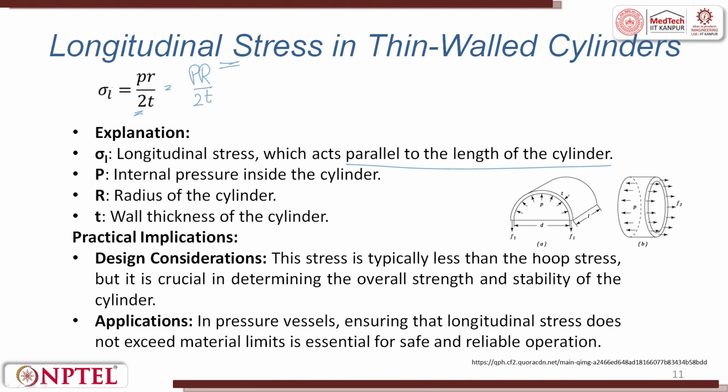So, a practical design consideration is that this stress is typically less than the hoop stress, but it is crucial in determining the overall strength and the stability of the cylinder. So, the thumb rule is the longitudinal stress will typically be lesser than the hoop stress. When you are doing the examination, if I ask you to find the hoop stress and the longitudinal stress for a single cylinder, and the answer for the longitudinal stress is higher, then you have to take a pause, relook into your calculations and go. This is a general thumb rule.